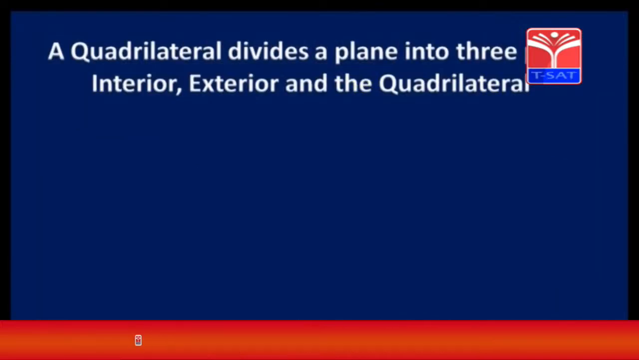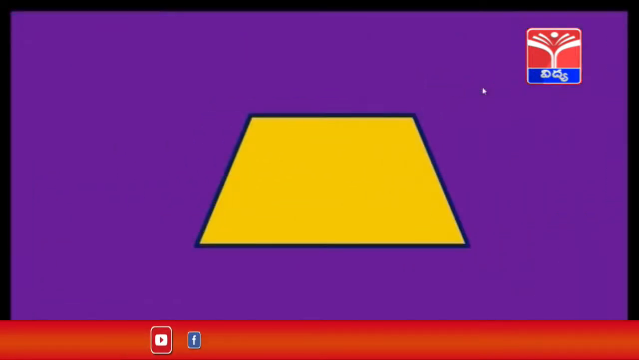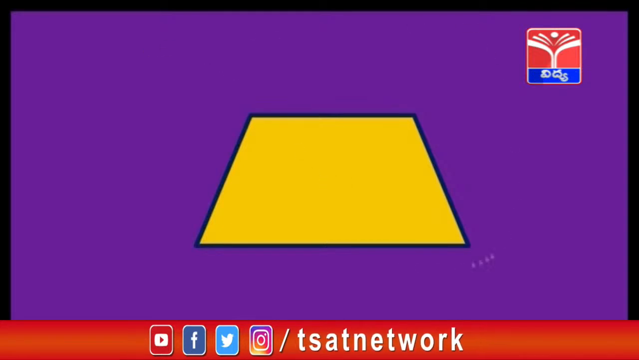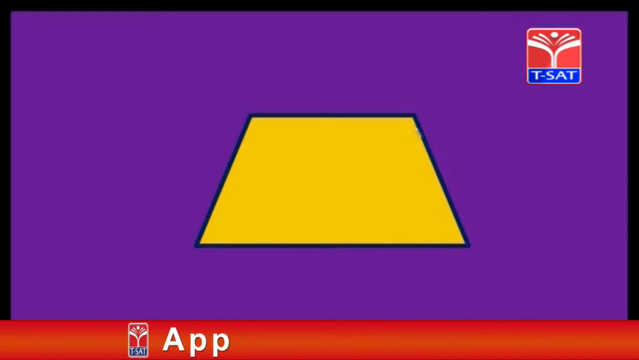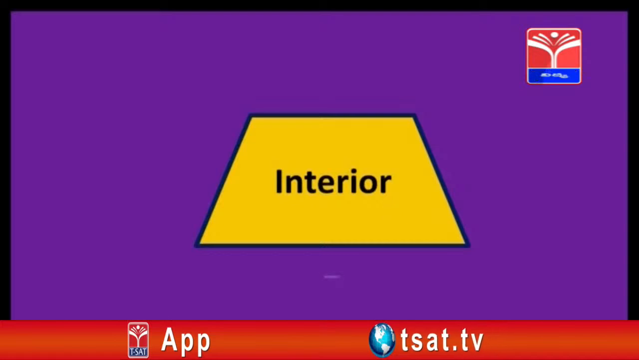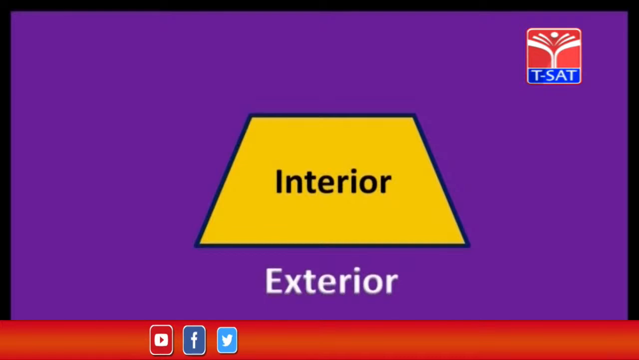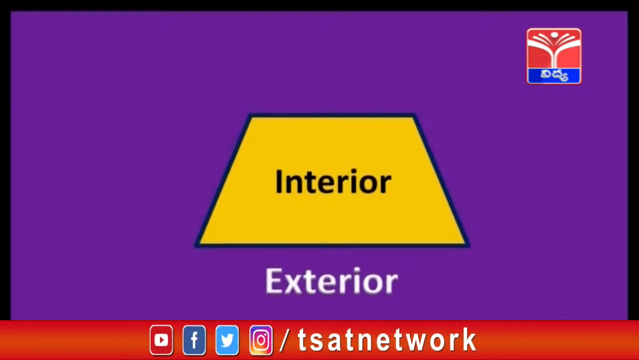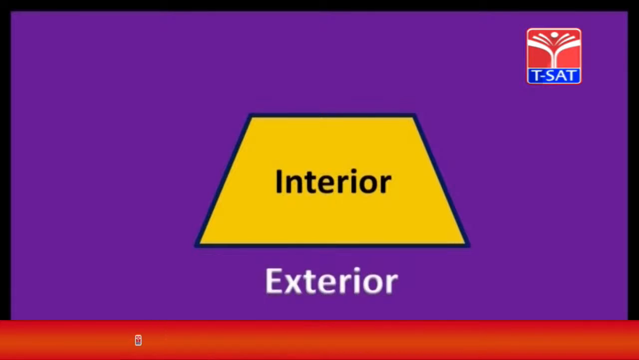A quadrilateral divides a plane into 3 parts. What are the 3 parts children? Yes, interior, exterior and the quadrilateral. Okay, now observe the picture. Yes, I am taking a quadrilateral with yellow color, and outside you can find violet color, and you can see the line segments here, 4 line segments with blue color. Yellow color region is the interior of the quadrilateral, violet color region is the exterior of the quadrilateral, and the blue color line segments can be called as quadrilateral. So, from this what you can understand, children? A quadrilateral divides a plane into 3 parts: interior, exterior and the boundary.